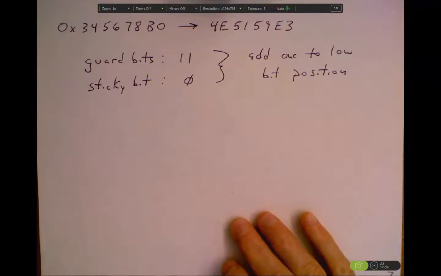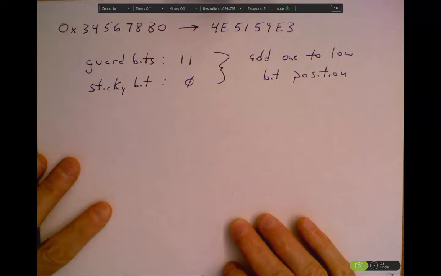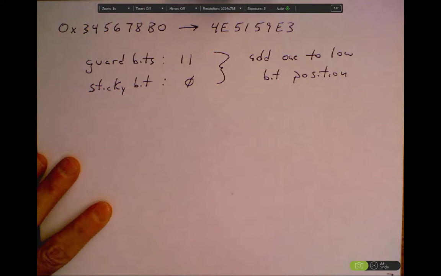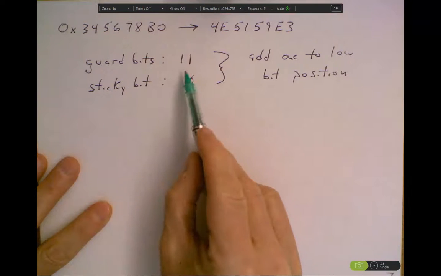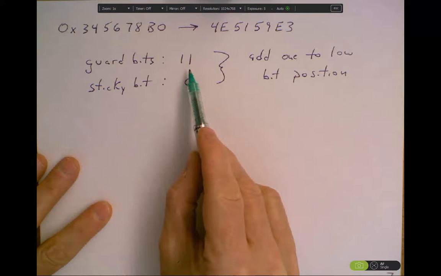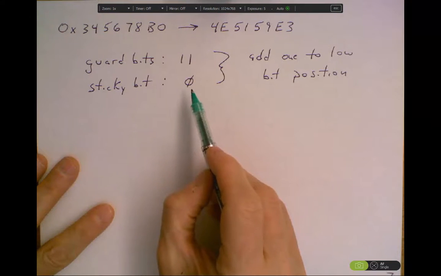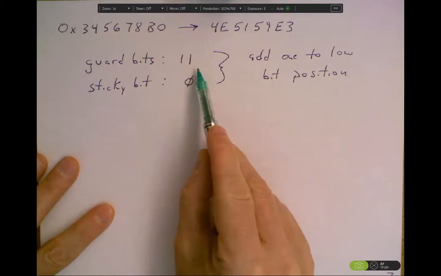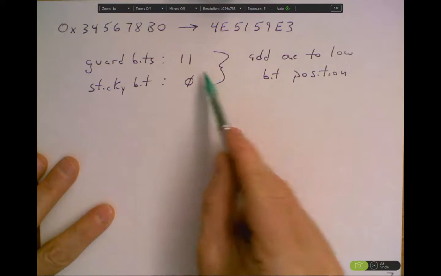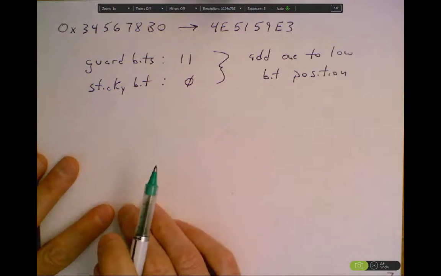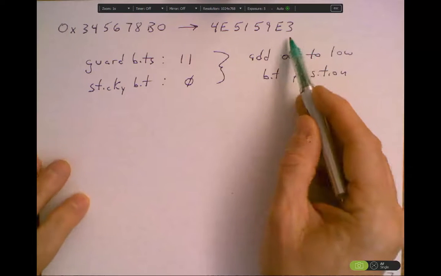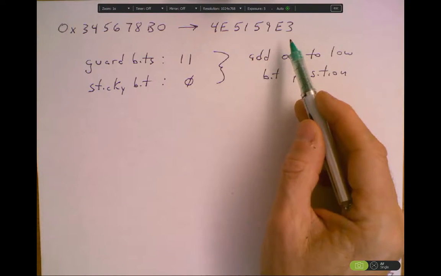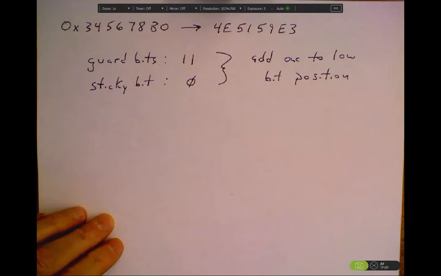Okay, and finally, a case where I have the guard bits are 1, 1. And in this case, it doesn't matter what the sticky bit is. It's clearly a value greater than 1/2, so I want to round up that last bit position by adding 1 to it. Okay. In this case, I get a different answer. Okay.